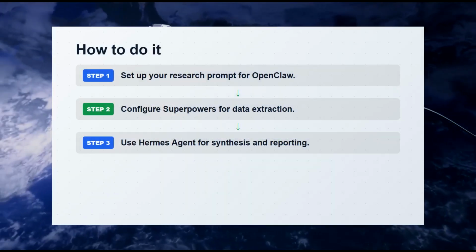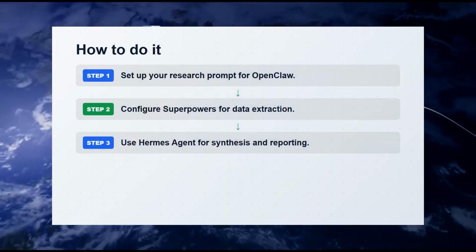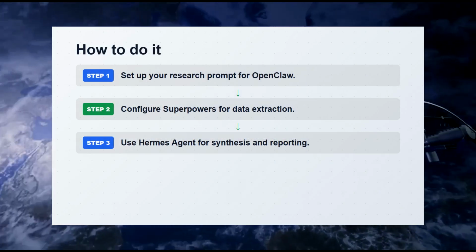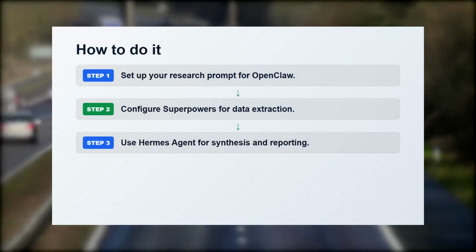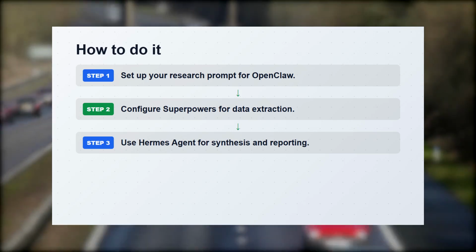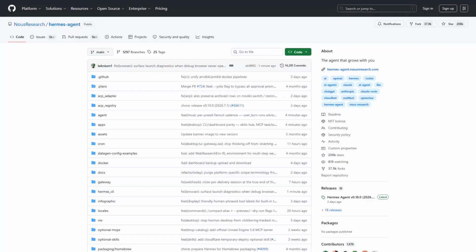Step 2. Configure superpowers for data extraction. Once OpenClaw has collected raw data, superpowers can process and refine it. You might set up a workflow to clean the extracted text, categorize information, or even identify initial trends from the raw data.